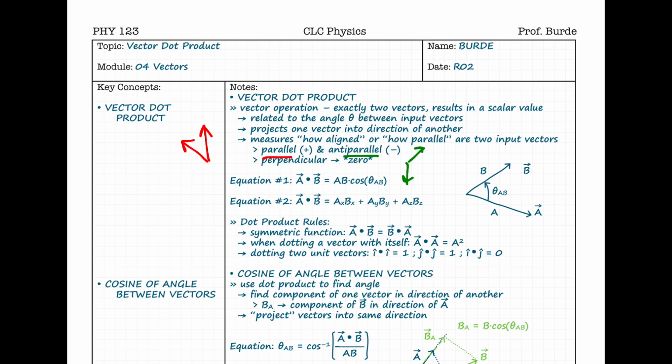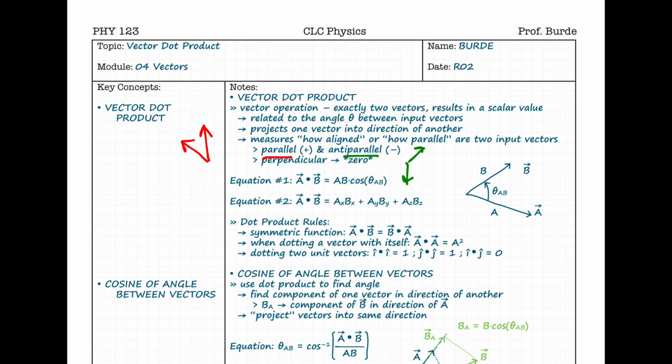Another way to find the vector dot product is this equation here: ax bx plus ay by plus az bz. So in this case, you are multiplying the corresponding components in each direction and then adding the results. If the vectors are only 2-dimensional, then their z components would be 0, and that term would just go away. If any of the other components are 0, you're going to do the multiplication just like normal.